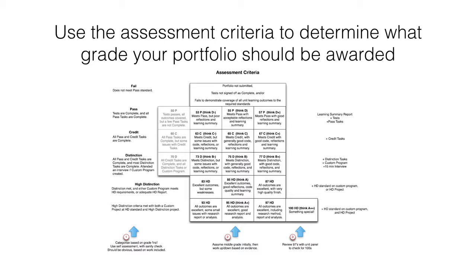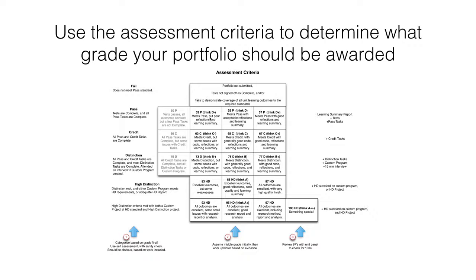In general, the assessment criteria sits together like this. We would need to have achieved different outcomes for pass, credit, distinction, and high distinction. When we assess them, each of these has different criteria. So for the pass, we had the pass tasks and the quizzes, as well as the learning summary report. Assuming you've met that, then you would get one of these three results.